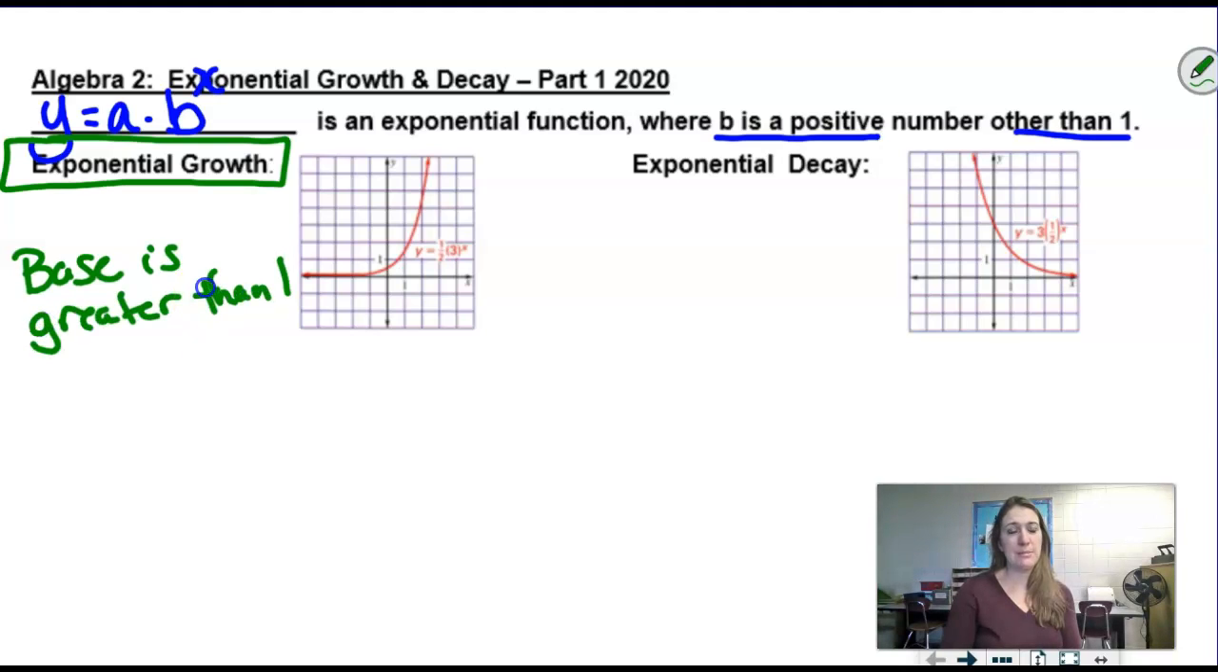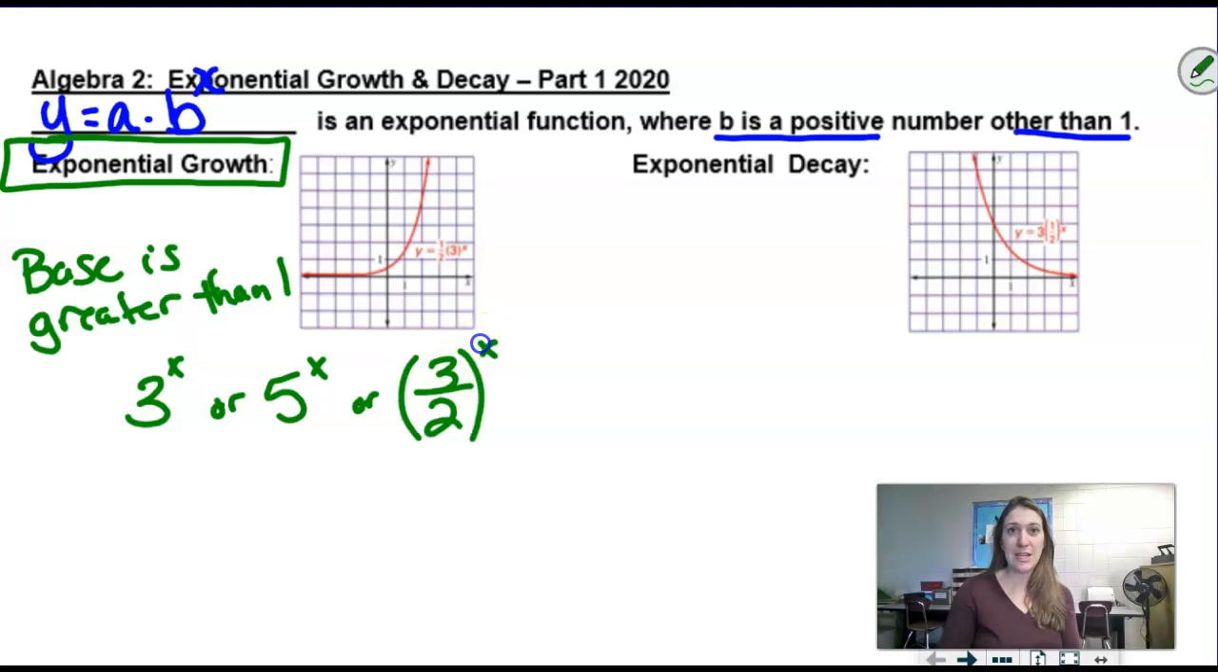So I will put a few examples here. So maybe you have like 3 to the x power, or 5 to the x power, or, and some kids get tricked here, 3 halves to the x power. That would also be an example of exponential growth because 3 halves is really 1.5, which is greater than 1.